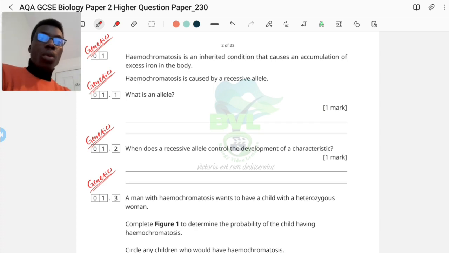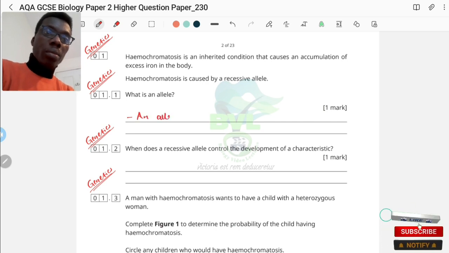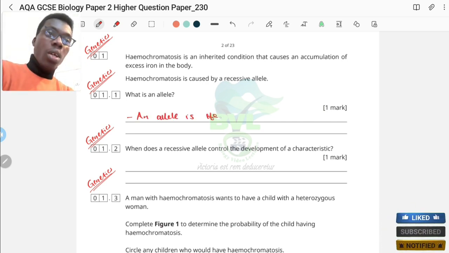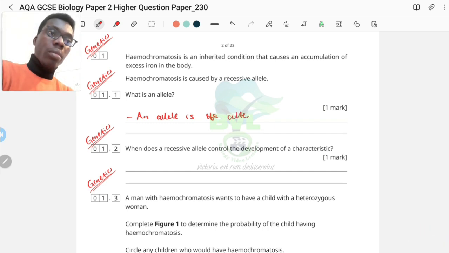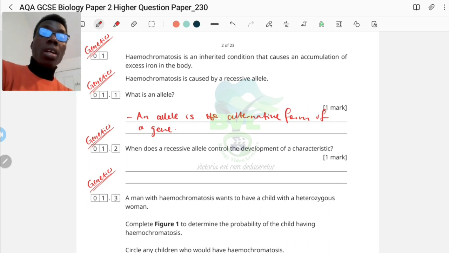So question 1 says hemochromatosis is an inherited condition that causes an accumulation of excess iron in the body. So hemochromatosis is caused by a recessive allele. So what is an allele? Well, an allele is the alternative form of a gene.